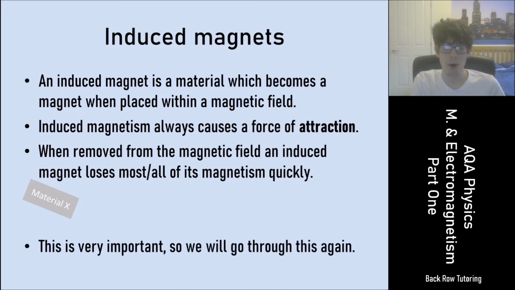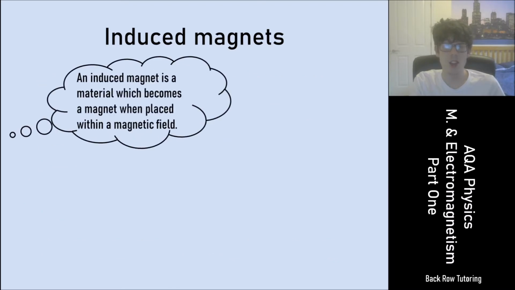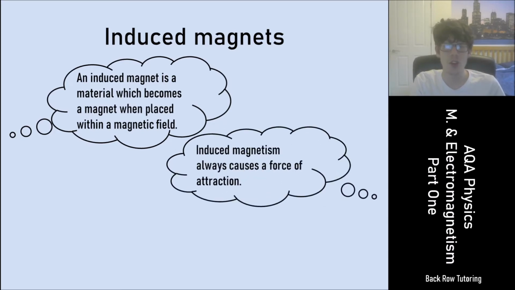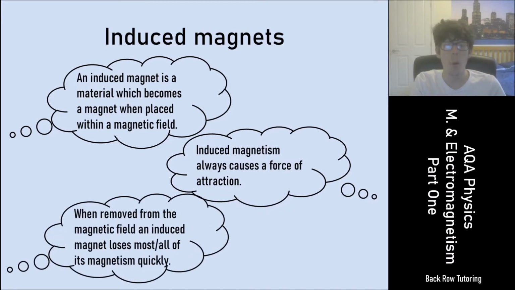This is very important, so we will go through this again. An induced magnet is a material which becomes a magnet when placed within a magnetic field. Induced magnetism always causes a force of attraction. When removed from the magnetic field, an induced magnet loses most or all of its magnetism quickly.